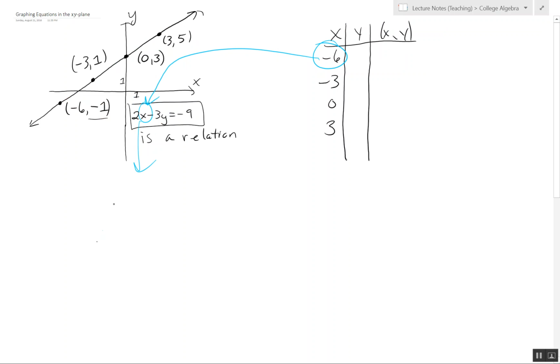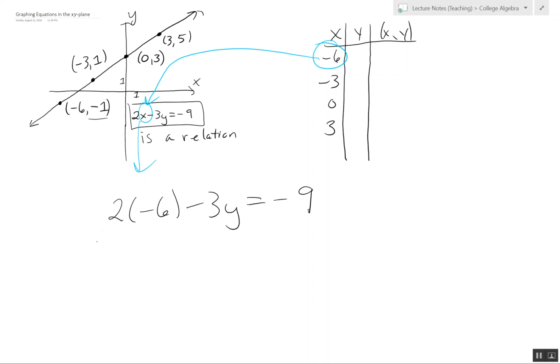So I want to have 2 times negative 6 minus 3y equals negative 9. And notice that this negative 6 that I replaced x with, I put in parentheses. There is a reason. I learned as a student of algebra myself that when I put parentheses in like that, it helped me avoid sign errors. So I recommend that you put those parentheses in whenever you replace a variable. And we'll see this again in the next example.